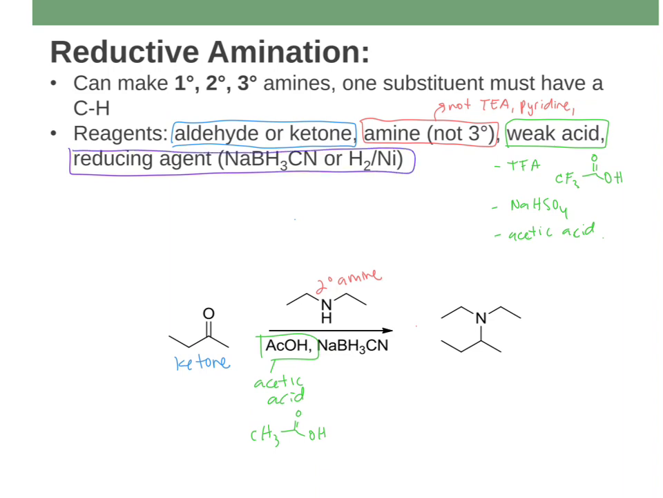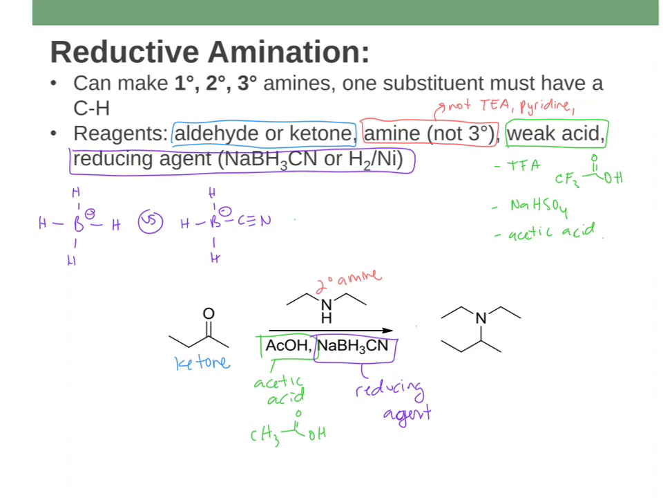So things like NaBH3CN, or some sort of catalytic hydrogenation, oftentimes nickel with H2. In this case, I use the NaBH3CN, which is my reducing agent. Now, this should look kind of familiar. It looks a lot like NaBH4. So I'm just going to draw those and compare them. So here's my BH4, versus the BH3CN.